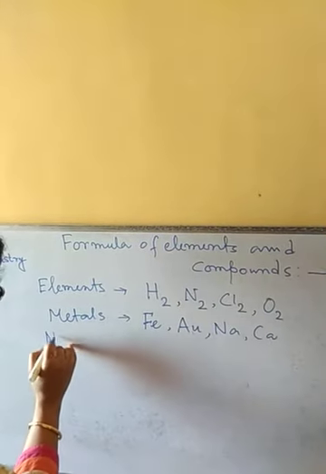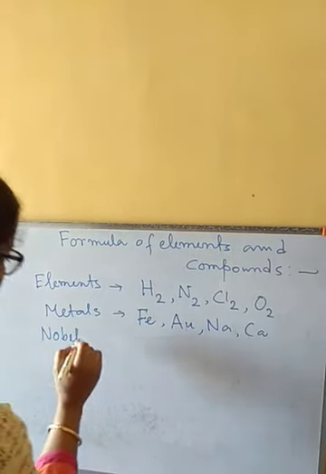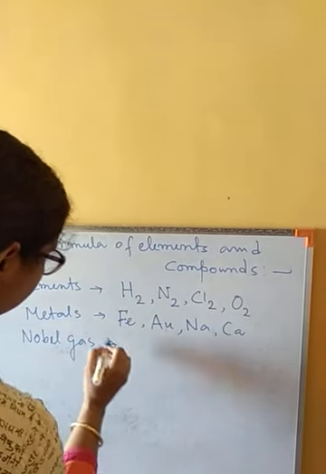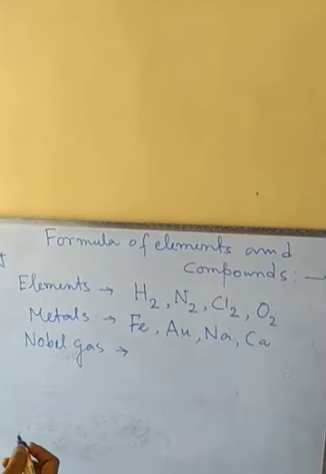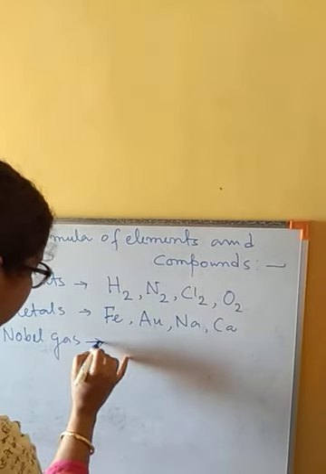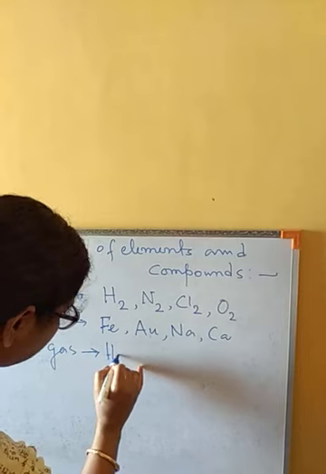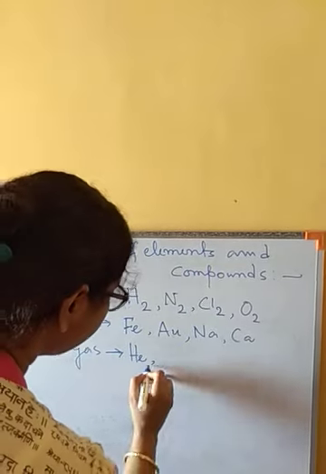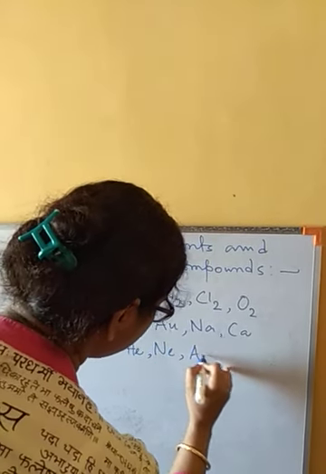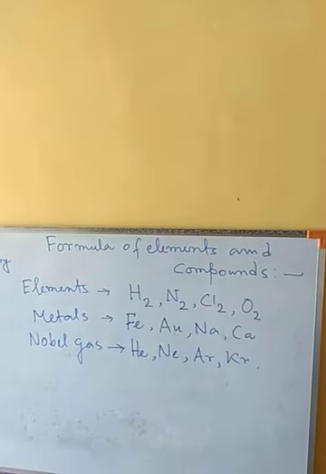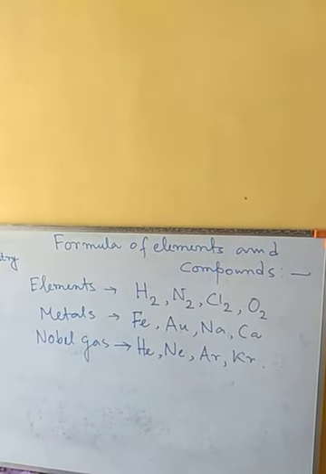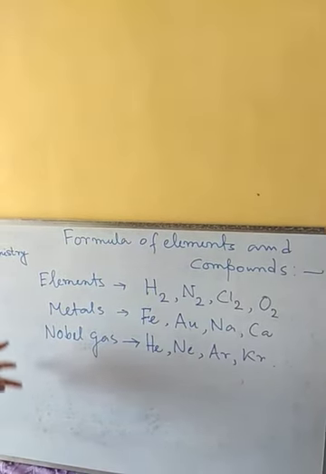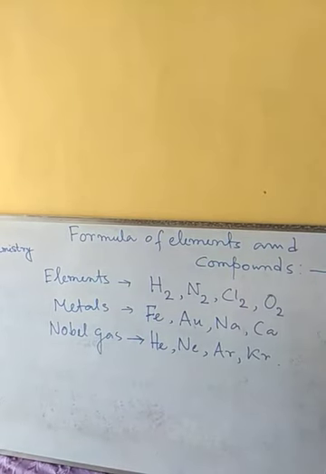For noble gases also, as noble gas atoms are monoatomic, they have only one atom in their molecule, so for them also the representation will be the same, like helium He. Only the symbol will represent the atom as well as the molecule. Helium, neon Ne, argon, krypton, like this. Only the symbol will represent their molecule as well as the atom for monatomic elements. So these are the formulas. In this manner we are going to represent the formula for the elements.